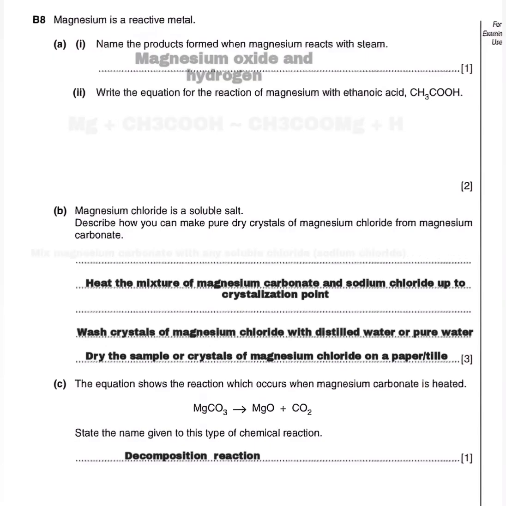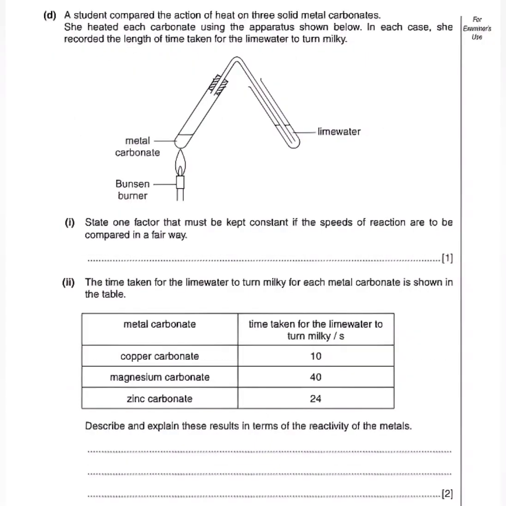Okay. Then as for D, it is saying a student compared the action of heat on 3 solid metal carbonates. She heated each carbonate using the apparatus shown below. In each case, she recorded the length of time taken for the limewater to turn cloudy. Okay. Then as for Roman numeral 1 is saying, state one factor that must be kept constant if the speeds of reaction are to be compared in a fair way.